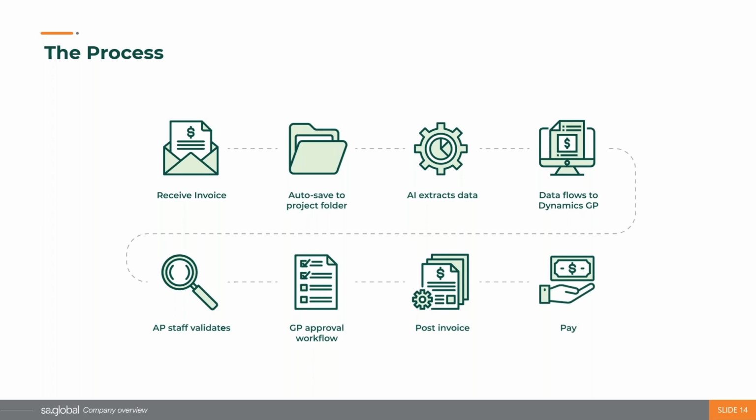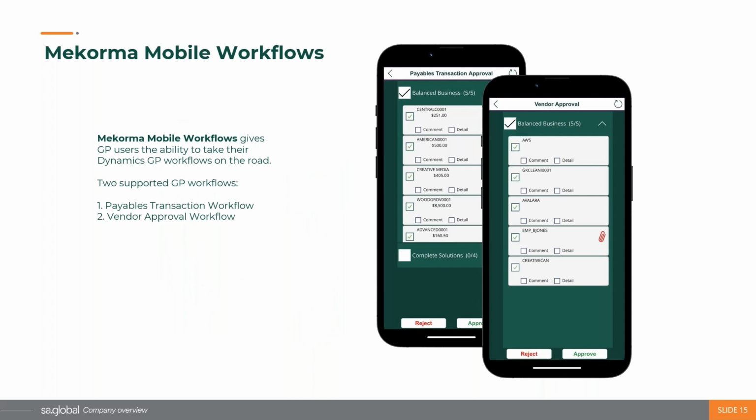Now, some of you may be thinking, I have members of my organization that are part of the approval workflow, but not necessarily in our AP team, or maybe don't even have access to GP. That is something that we definitely see a lot, and particularly as we work to potentially transition to a virtual or hybrid organization, this might become very important. One of the things that Mekorma has done is build a Mekorma mobile workflow product. This essentially allows any approver that needs to be part of the approval process to take a look at any invoices that they need to approve through a mobile app.